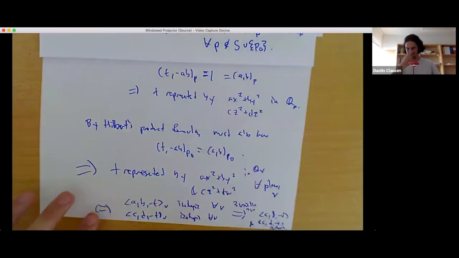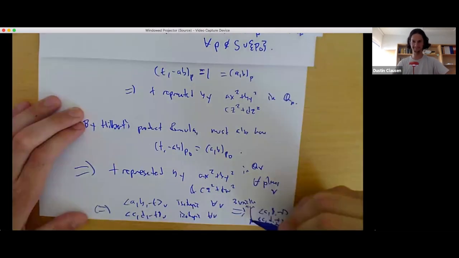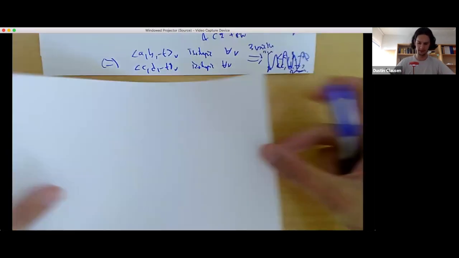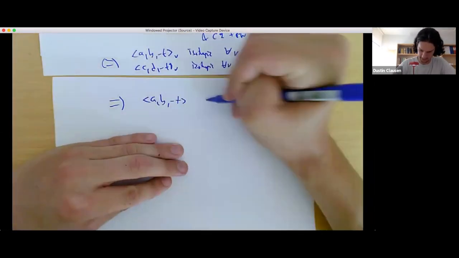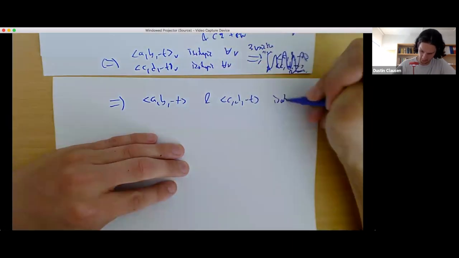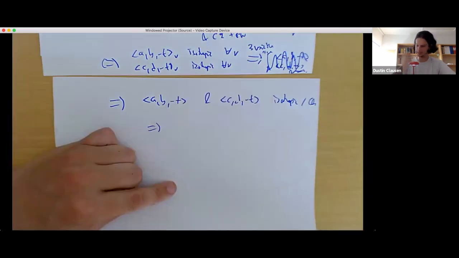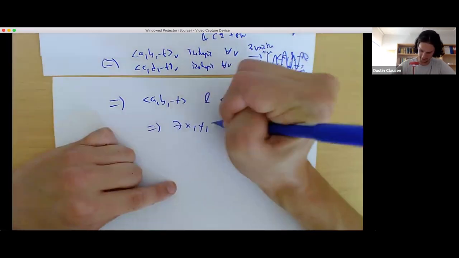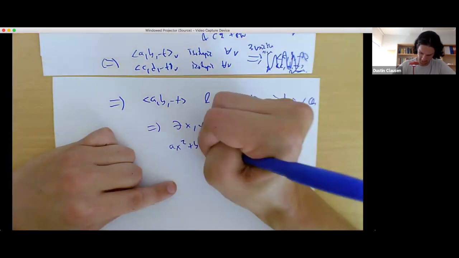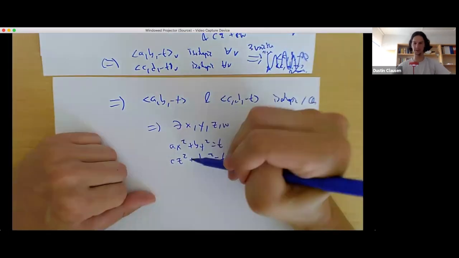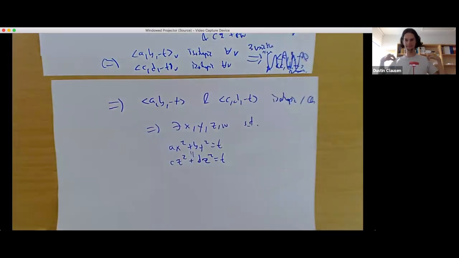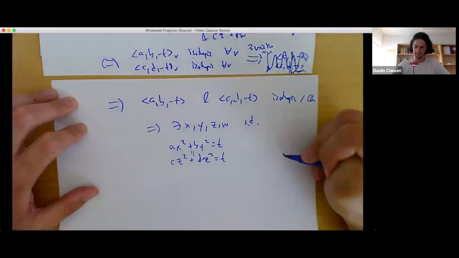Sorry, I'm fitting that in a very small corner there. Let me instead move on to the next page. So this implies that by the three variable case, A, B minus T and C, D minus T are isotropic over Q. And that again tells us that you have x, y, z, w such that ax squared plus by squared equals t, and cx squared plus d z squared equals t. So that means these two things are equal to each other, and you bring it over to the other side, and you've solved your equation. So that's the four variable case.